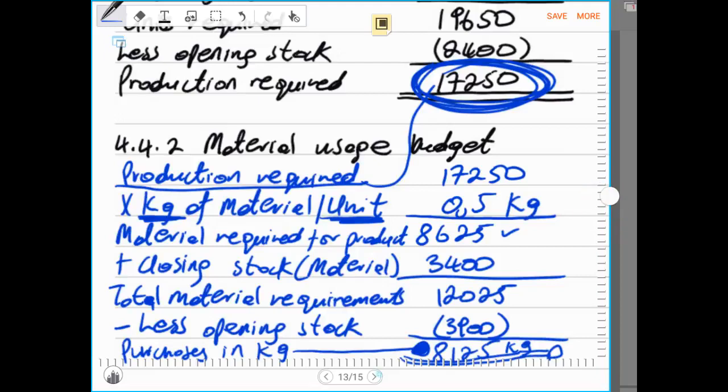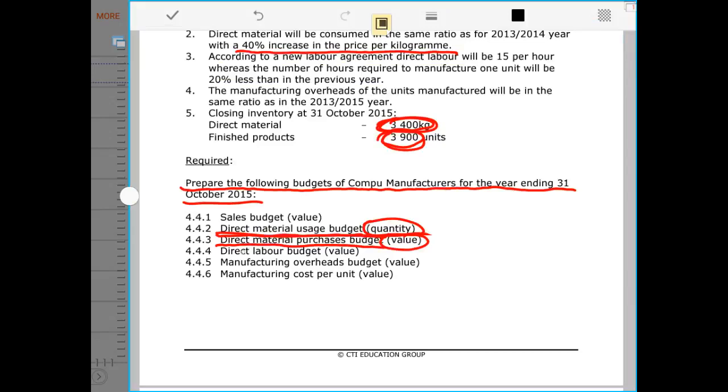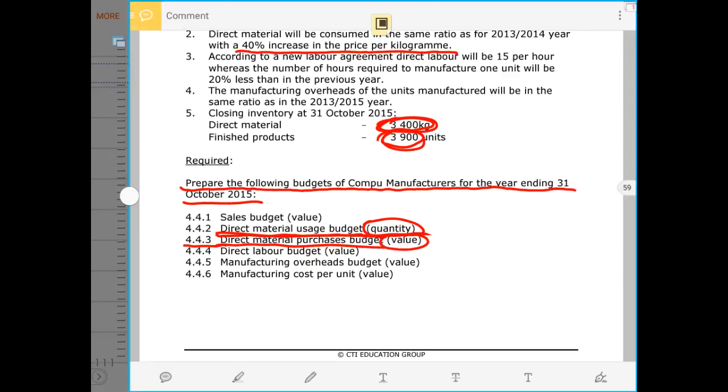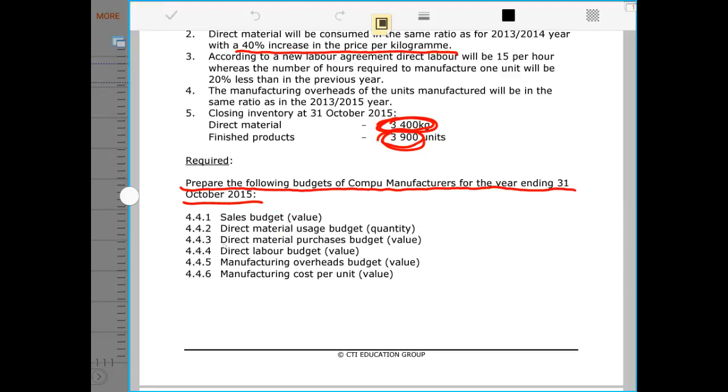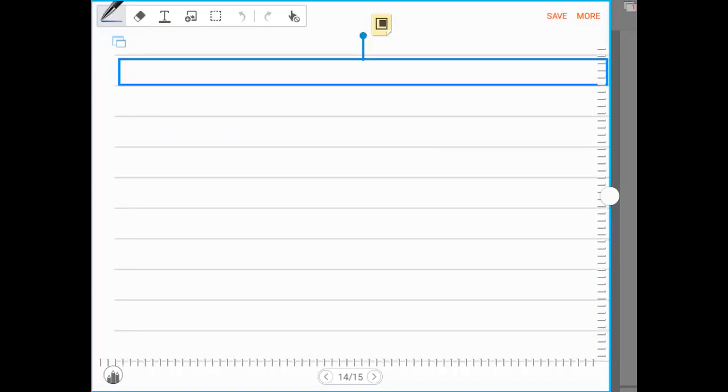Then that brings us to the next requirement, the next budget, which is 4.4.3, where we must do the direct material purchase budget. Therefore now we are calculating the cost of the material that must be purchased. So obviously these two budgets have a direct link.